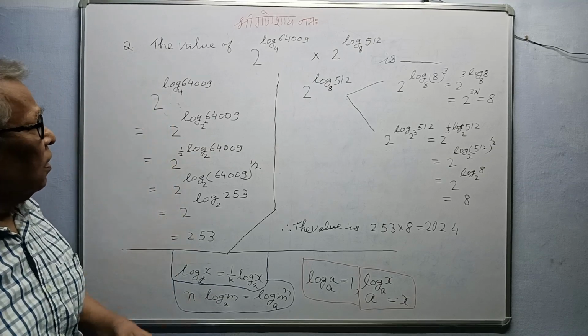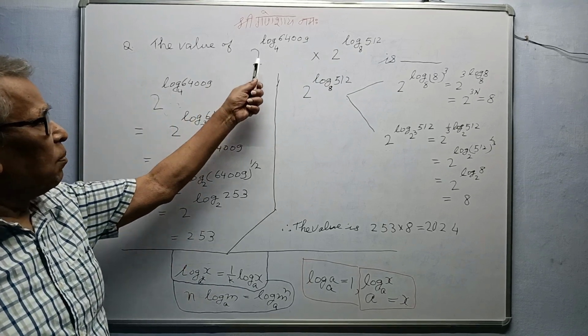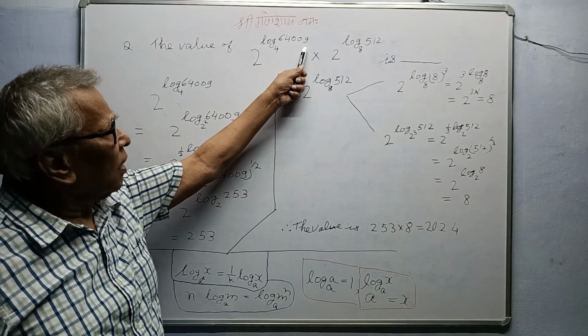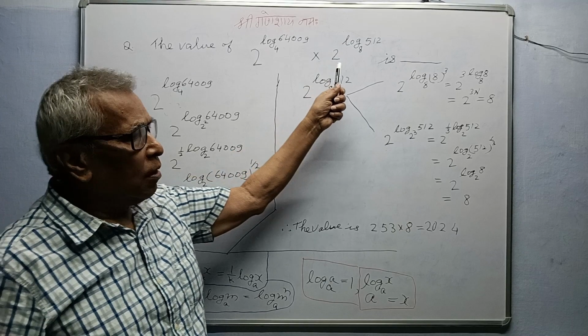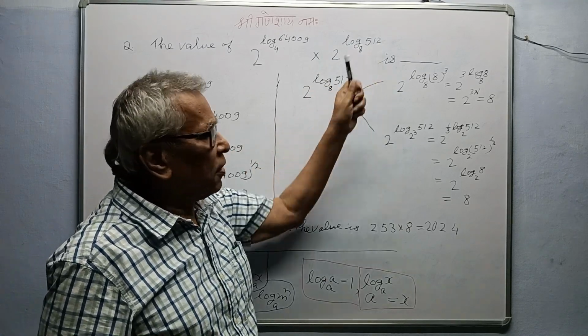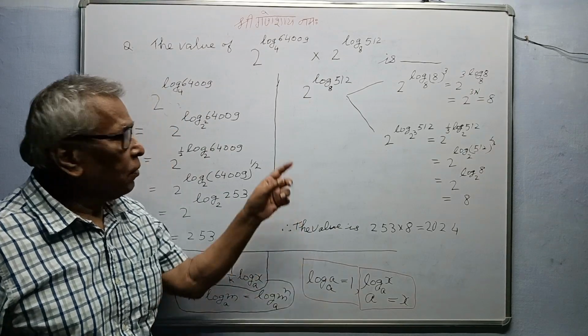Question. The value of 2 to the power log 64,009 to the base 4 multiplied by 2 to the power log 512 to the base 8. Let us first calculate this.